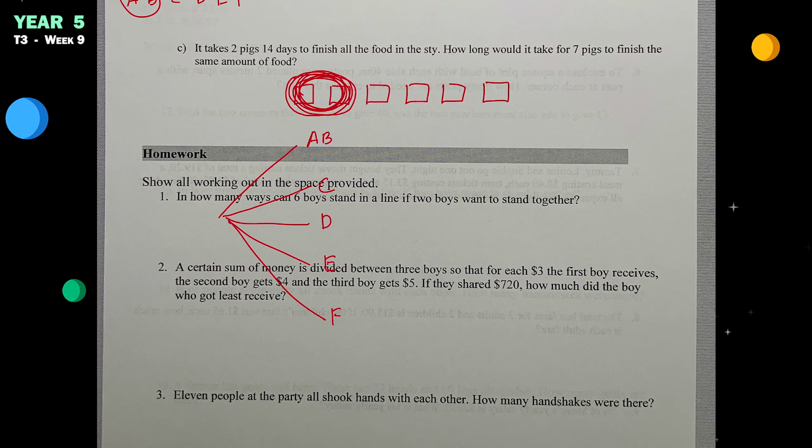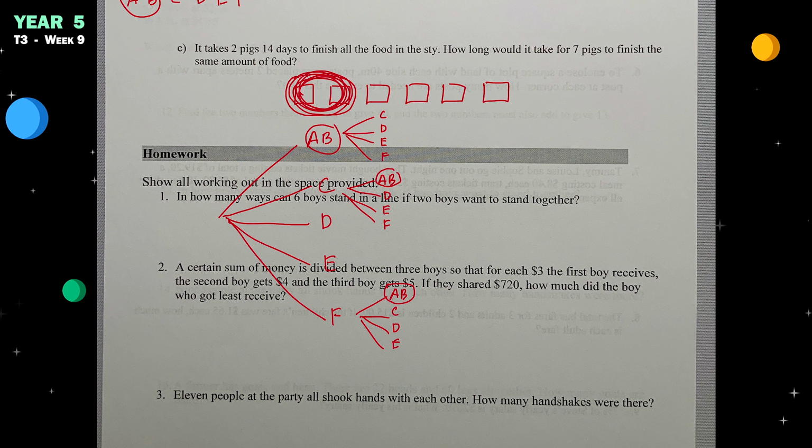Okay, so if AB was first, who could be second? Well, you could have C, or D, or E, or F. So for example, if C was first, you could have AB as second, or D, or E, or F. Or let's just do F. If F was first, you could have AB, or C, or D, or E, and so on. Right? So AB is just treated as one person in this case.